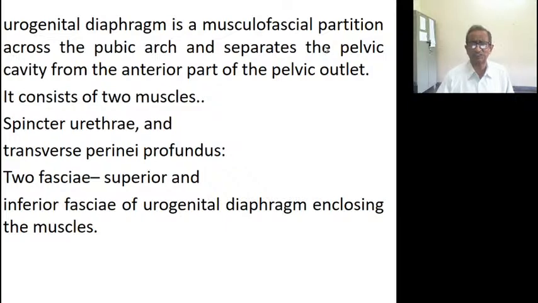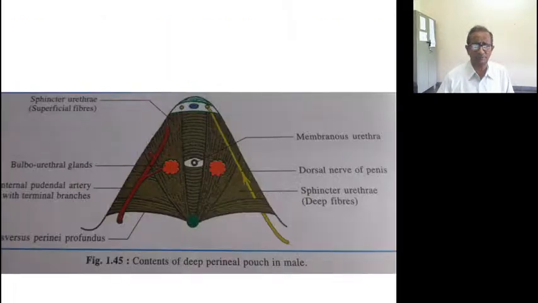Urogenital diaphragm is a musculofascial partition across the pubic arch and separates the pelvic cavity from the anterior part of pelvic outlet. It consists of two muscles, sphincter urethrae and transverse perinei profundus. Two fascia are the superior and inferior fascia of urogenital diaphragm enclosing these muscles. Two muscles, two fascia.